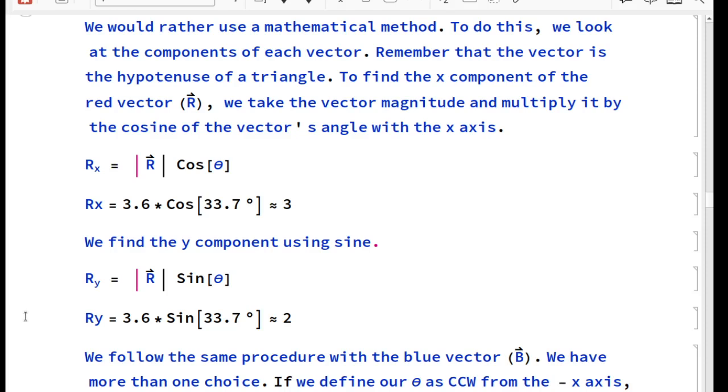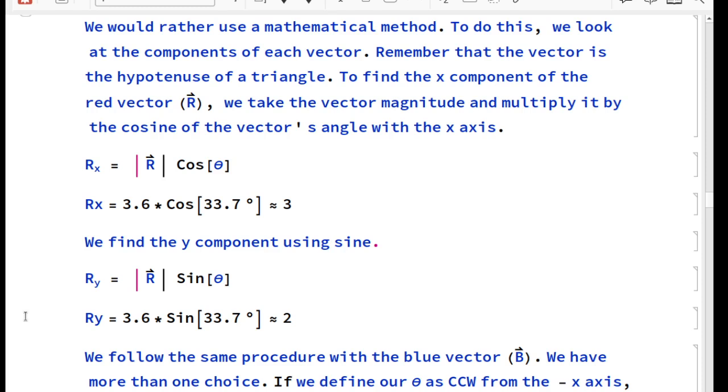An easier way to add vectors is to use the mathematical method. To do this, we need to get the components of each vector. Since the vector is the hypotenuse, or the long side of a right triangle, we can find the x and y components by multiplying the size of that long side by the sine and cosine of the angle the vector makes with an axis.